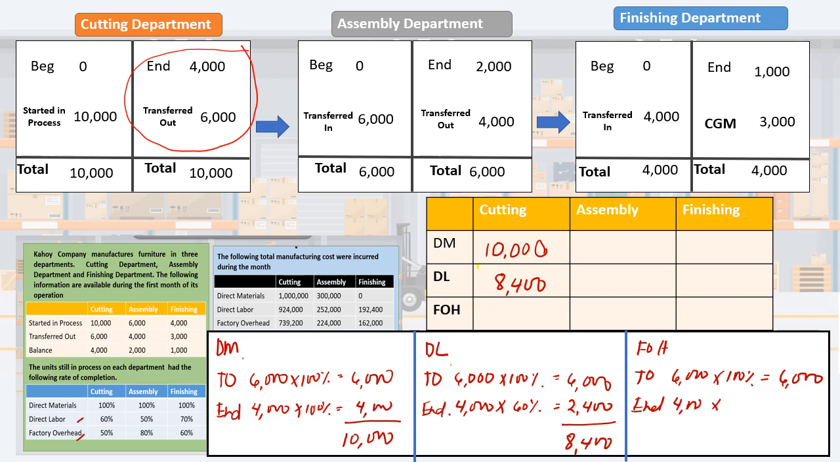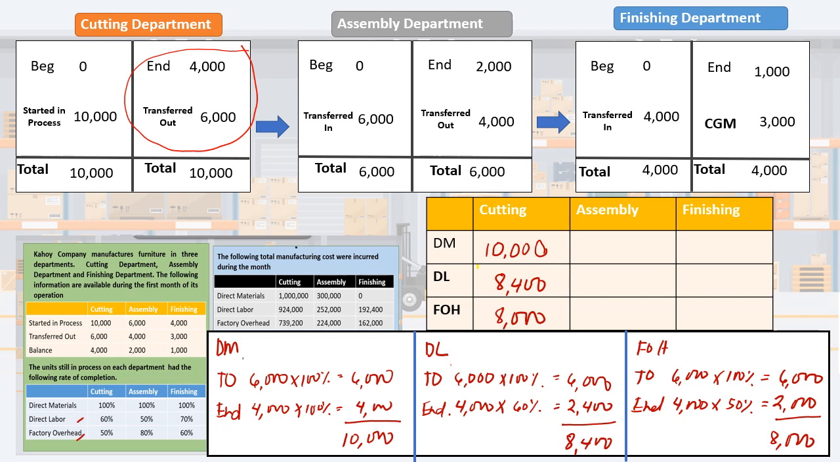So yung factory overhead daw, ang rate of completion natin ay 50%. So 50% ng 4,000, we have 2,000 units. So therefore, our equivalent unit of production as far as the factory overhead is concerned will be 8,000 units. So lagay lang natin dito 8,000 units. So tutuloy-tuloy lang po natin para naman makompute natin ang equivalent unit of production ni assembly and finishing.